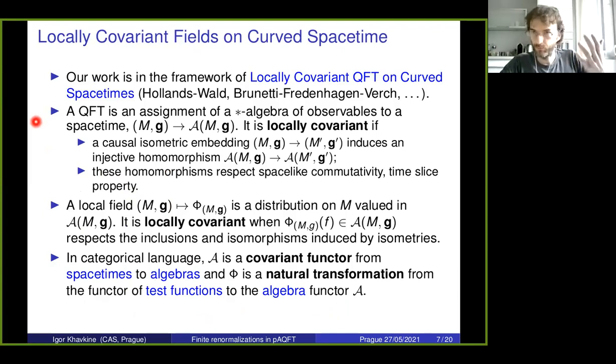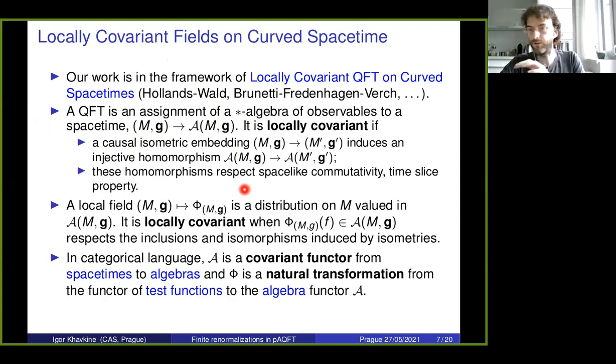Now we would like to be able to answer the same kind of questions in QFT on curved spacetime. So now I have to be ultra brief, and I'll just say that there exists a framework for doing so-called locally covariant perturbative AQFT on curved spacetimes. This was axiomatized by a number of people in the early 2000s. It involves some category theory. So this association of algebras to spacetime regions, in this particular case with a metric on them, can be thought of as a functorial assignment.